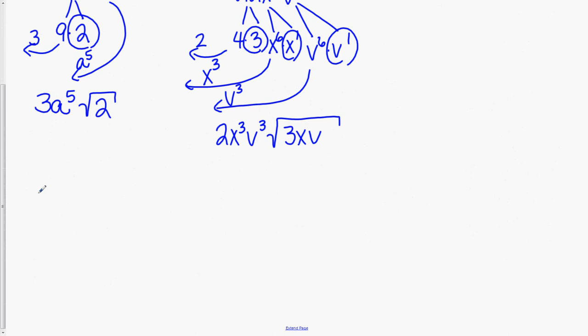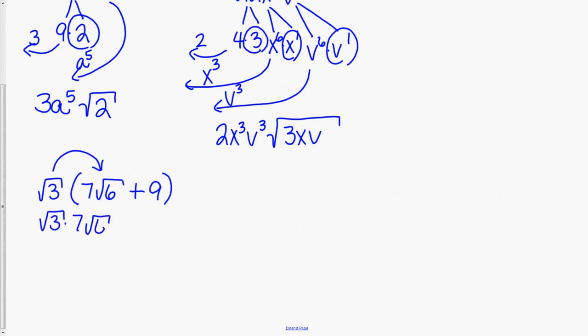Let's do square root of 3 times 7 square root of 6 plus 9. And this will be a distributive property, so I'm going to take square root of 3 times a 7 square root of 6. There's an imaginary 1 in front of that square root of 3, so when you multiply outside times outside, 7 times 1 is 7, and then square root of 3 times 6 will be 18.